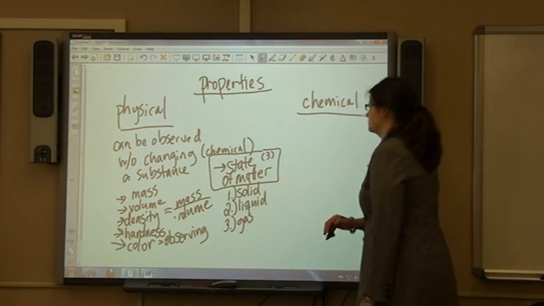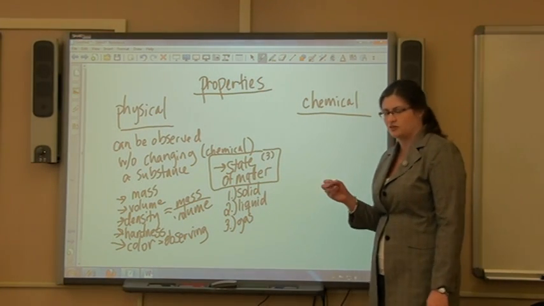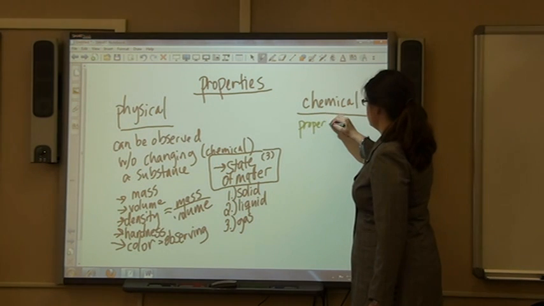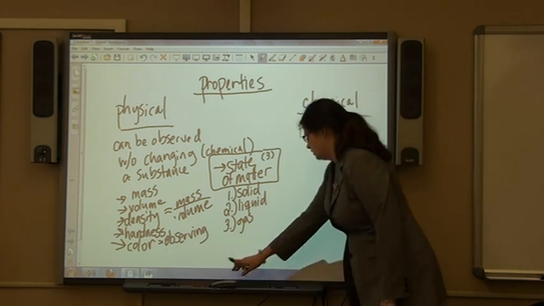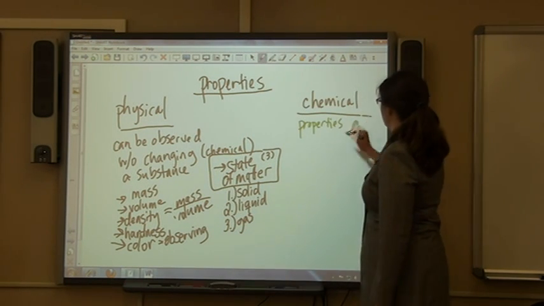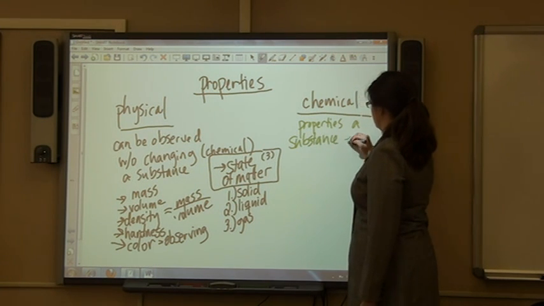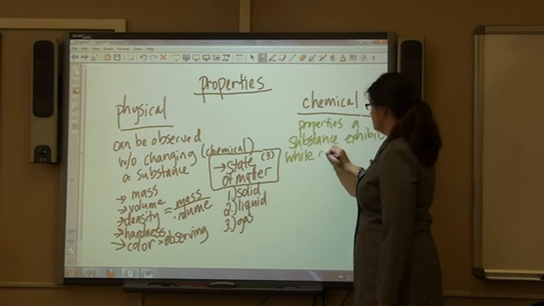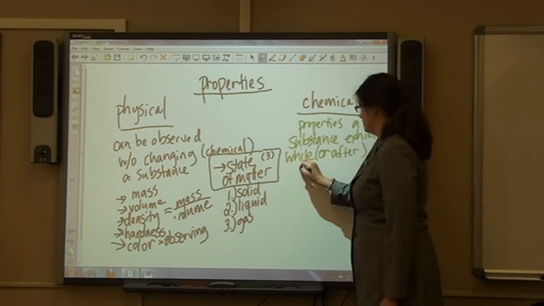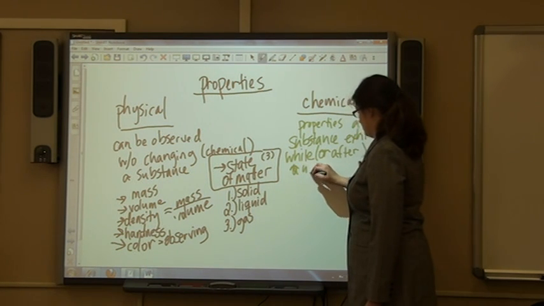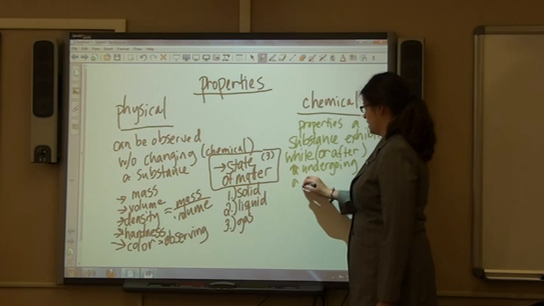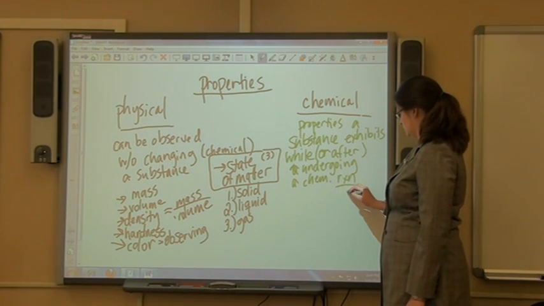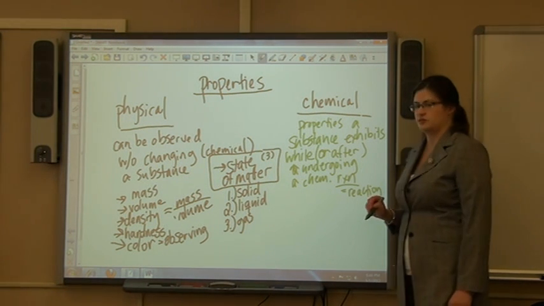Now let's talk about the chemical properties. I like to use different colors so that maybe that will help it stick out in your mind. Chemical properties are, we'll call it a substance rather than an object, properties a substance exhibits while or after undergoing a chemical reaction. RXN is how I abbreviate reaction, so you can mark that down for future reference.